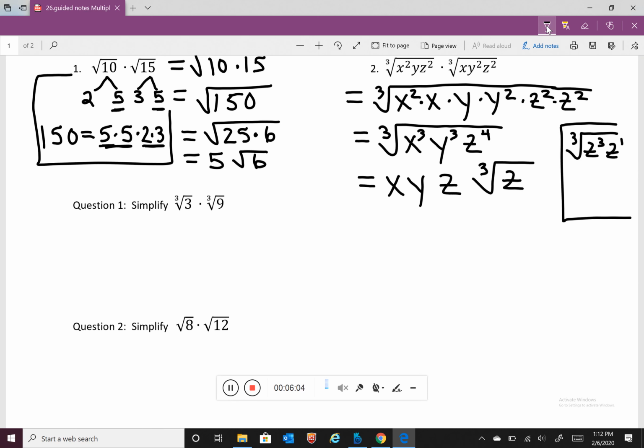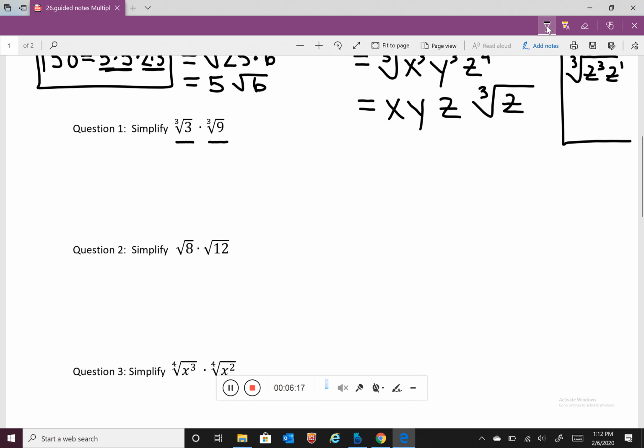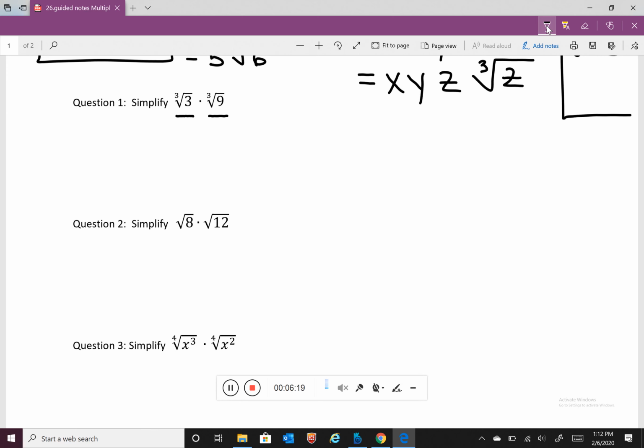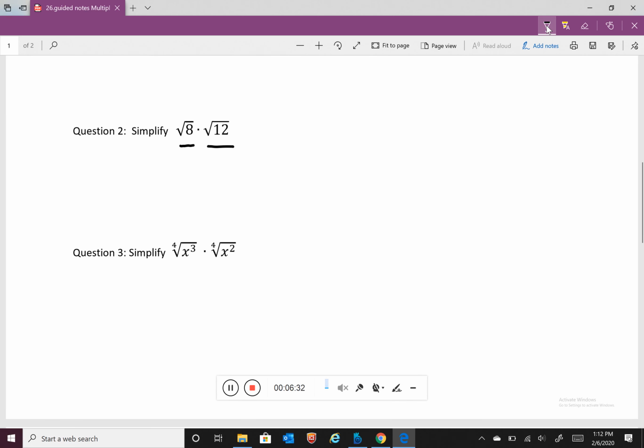Question: simplify the cube root of 3 times the cube root of 9. Next question, simplify the square root of 8 times the square root of 12. And your third question, simplify the fourth root of x cubed times the fourth root of x squared.